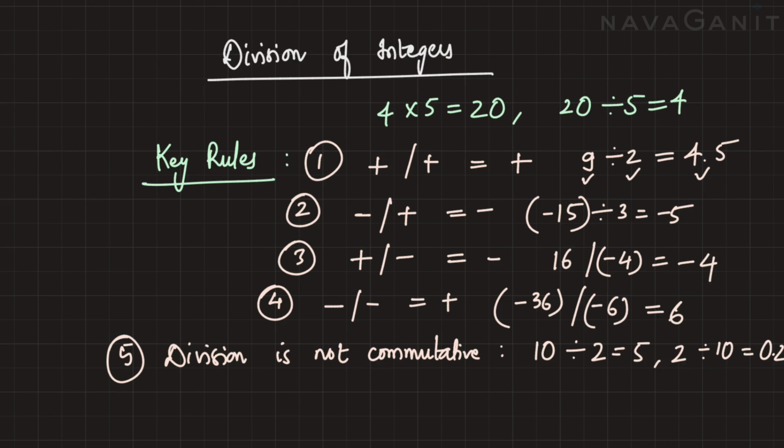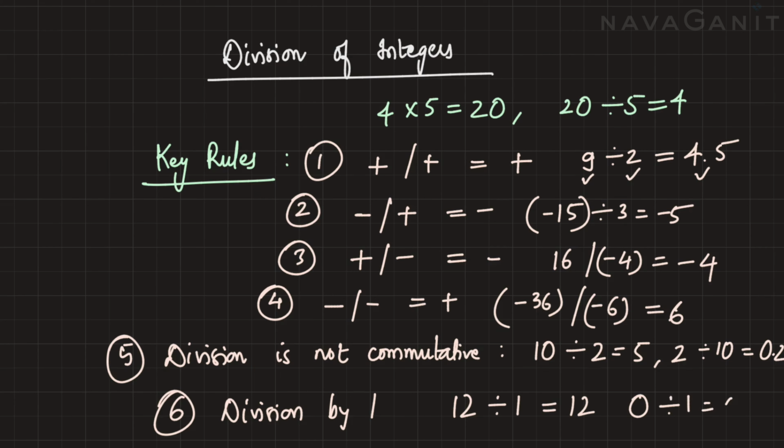And finally, whenever we are dividing any integer by 1, the result remains the same. For example, 12 divided by 1 is 12 itself. Similarly, 0 divided by 1 is 0.